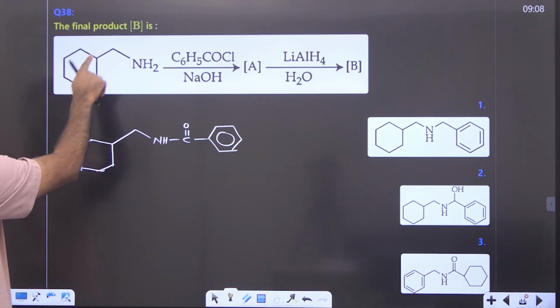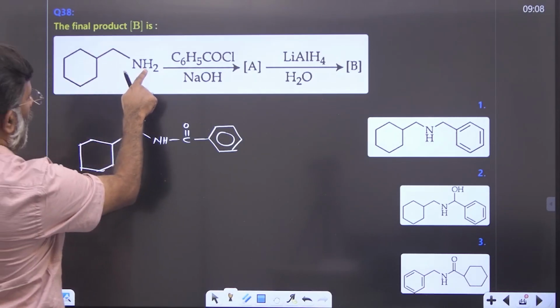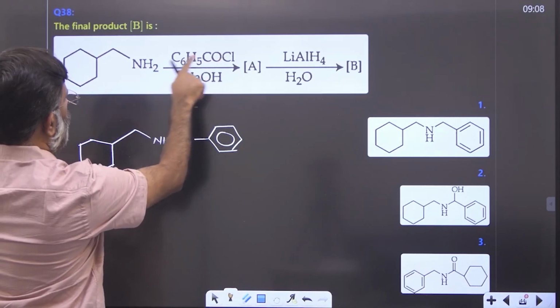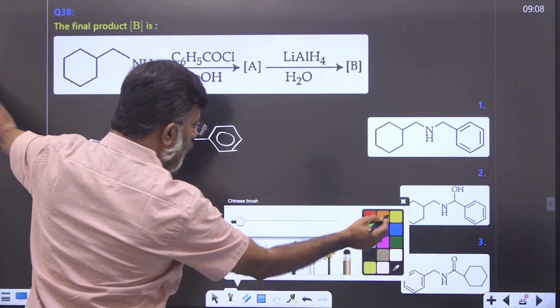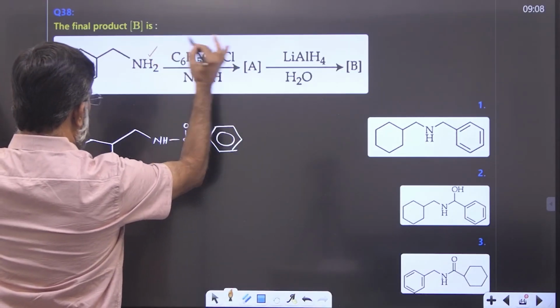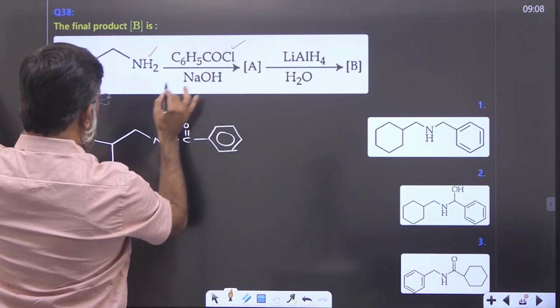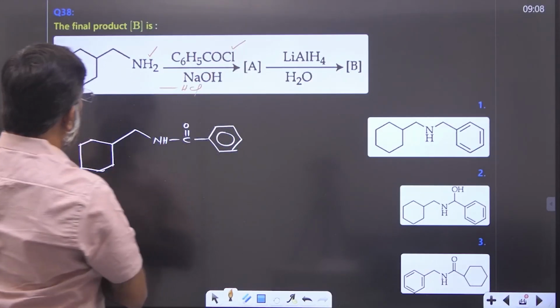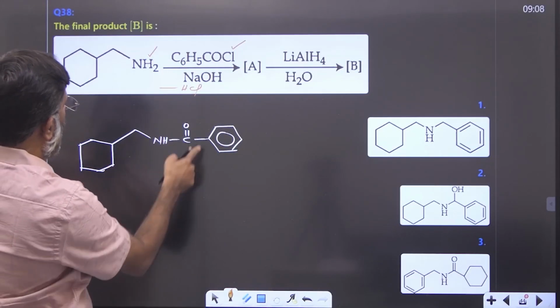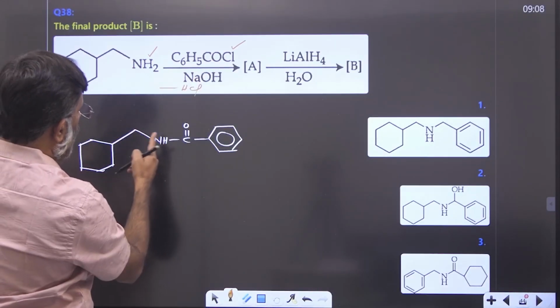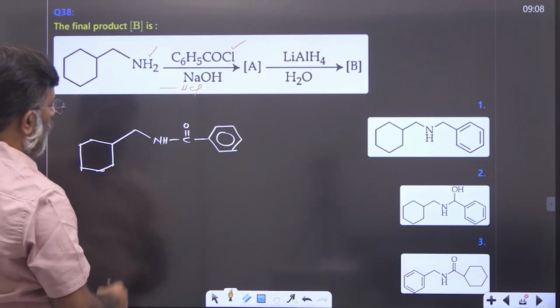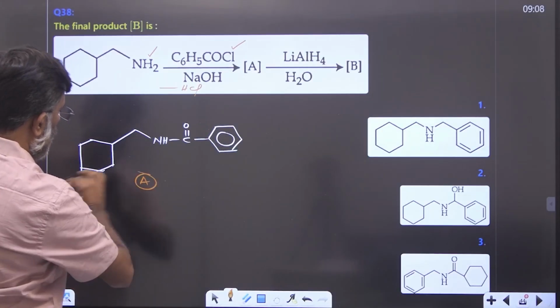This unit CH2NH2 undergoes a benzoylation reaction. This one hydrogen and this one chlorine will go out as HCl, and the net result is that you get an amide. An amine with an acid chloride gives an amide, NHCOC6H5. This is compound A.